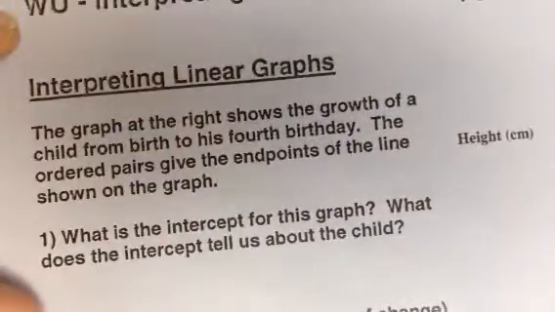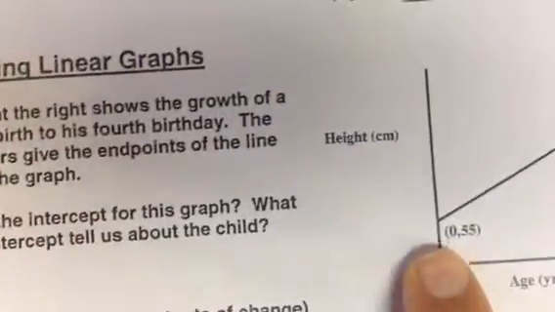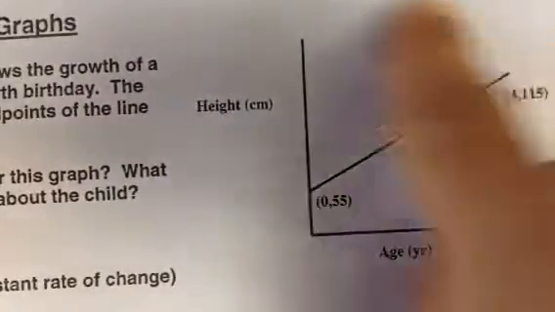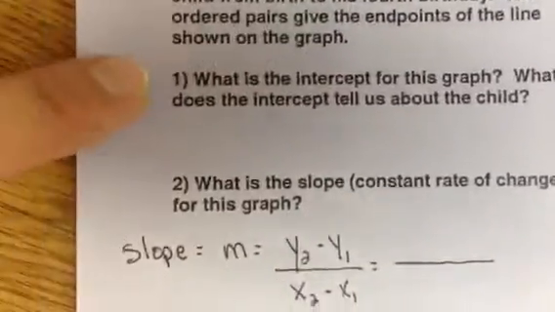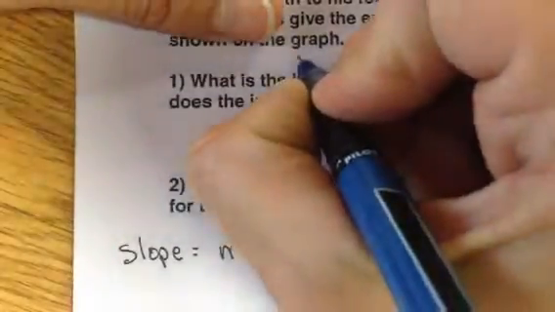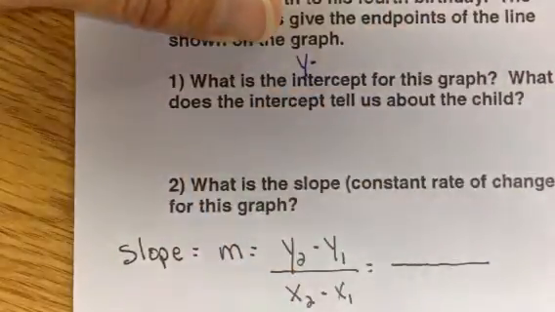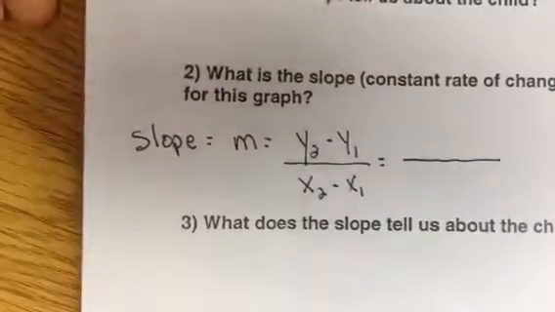It's still just, do you understand the slope and the y-intercept and what they mean? So this is about somebody and their height as time goes by. So what's the intercept for this graph? They do want to know what is the y-intercept for this graph. They didn't write that in there. And then what does it mean? For the slope, what's that constant rate of change?